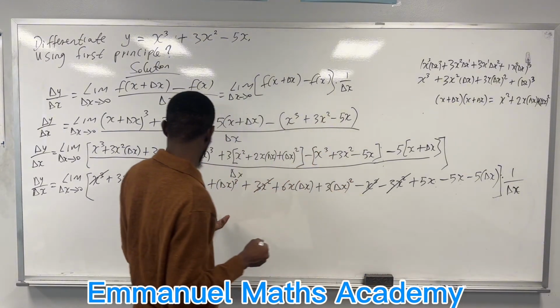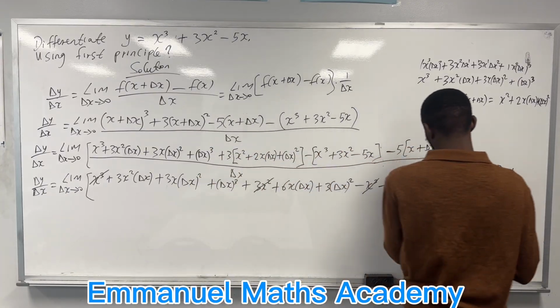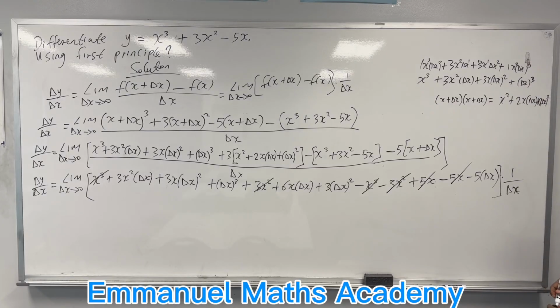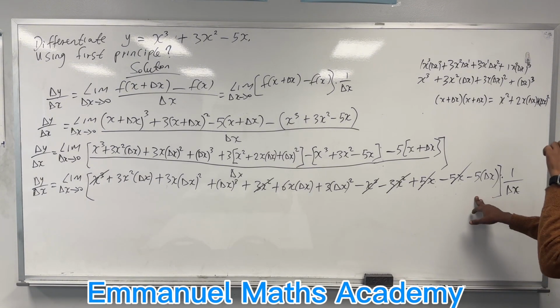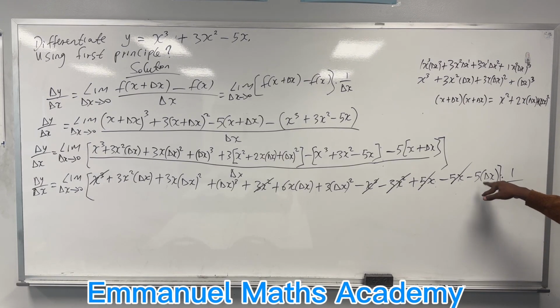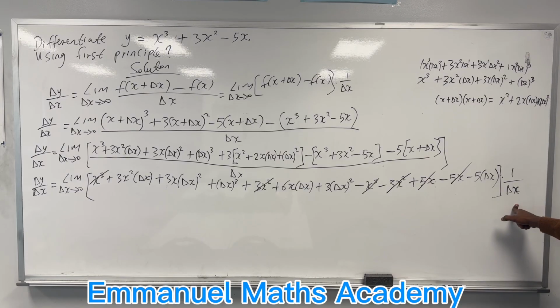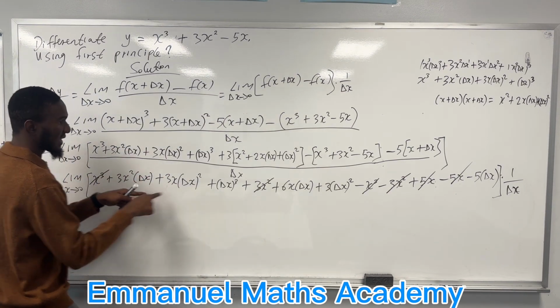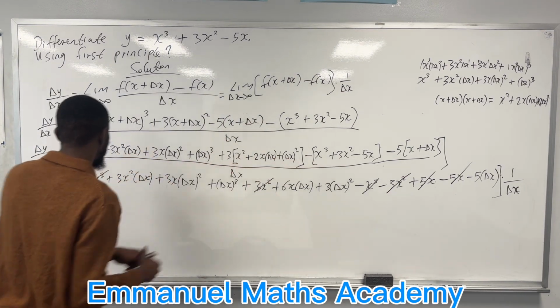So then from here we have 5x here, minus 5x, to cancel out. So we'll be left with every other thing. So we divide through using the delta x. If we divide through using delta x now, this one delta x here, we cancel out that one delta x. So we'll be left with what?